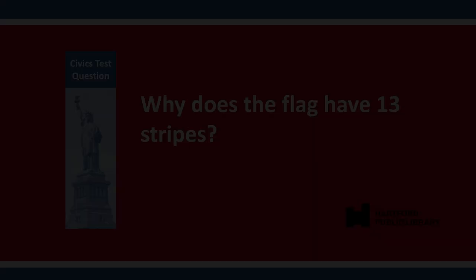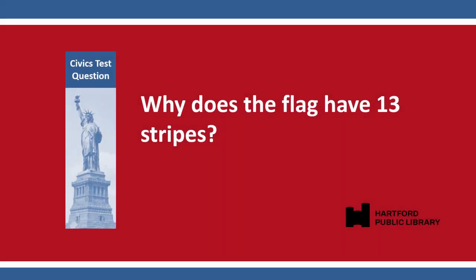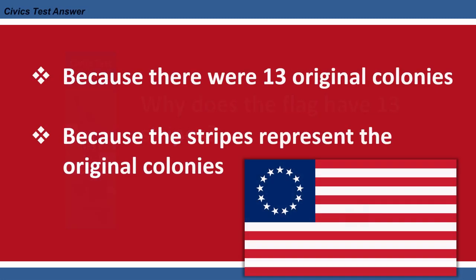Civics test question. Why does the flag have 13 stripes? Because there were 13 original colonies. The U.S. flag has 13 stripes to represent the 13 original colonies.